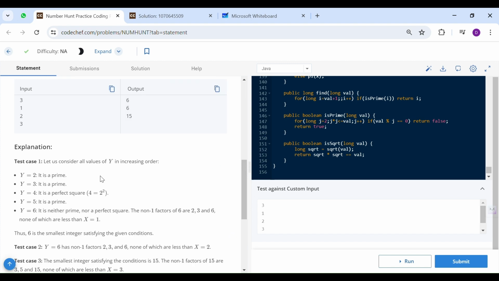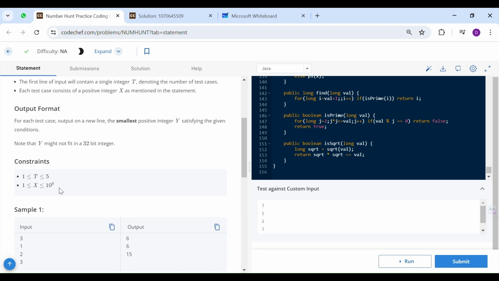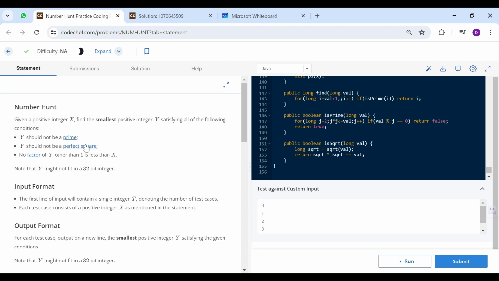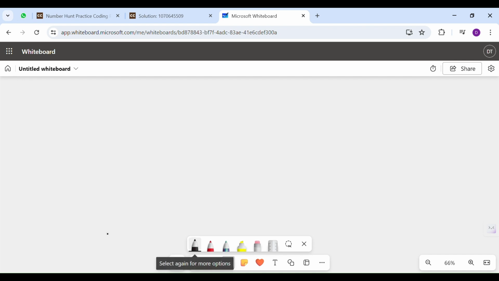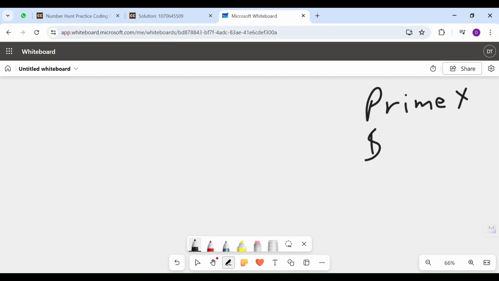Now the constraints of x go up to 10 raised to 9, so you cannot brute force all possible values above x. That will give a very high time complexity answer. You need something that is more optimal. Okay, so first of all, it should not be prime and should not be a perfect square.